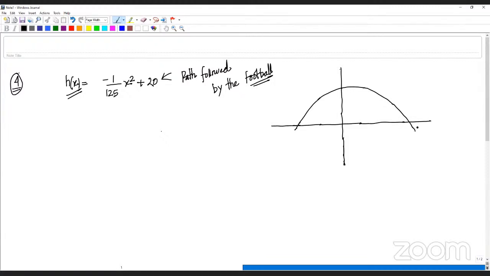As far as I remember, there is some confusion with the answer. It has two possibilities. But before that, let me do it. So this is the equation.